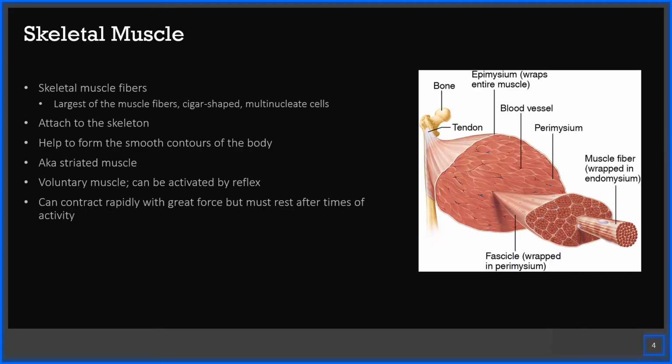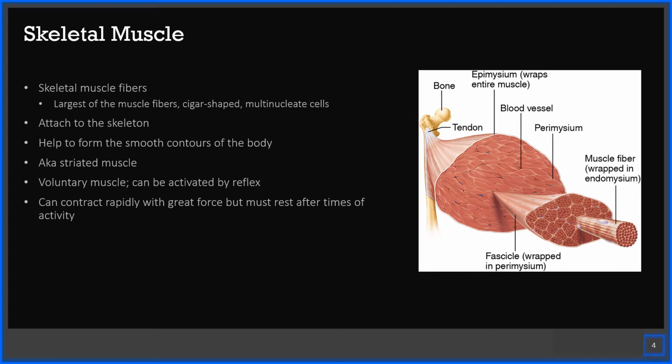So let's establish that first. In general, when somebody says muscular system, they're referring to skeletal muscle. So that, again, is our focus for this chapter. Skeletal muscle fibers are the largest of the muscle fibers. They're cigar shaped, that cylindrical shape with multiple nuclei.